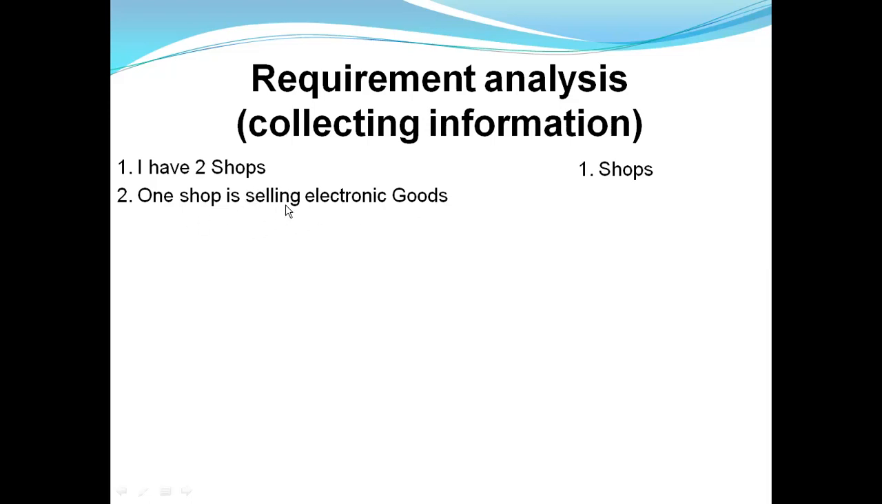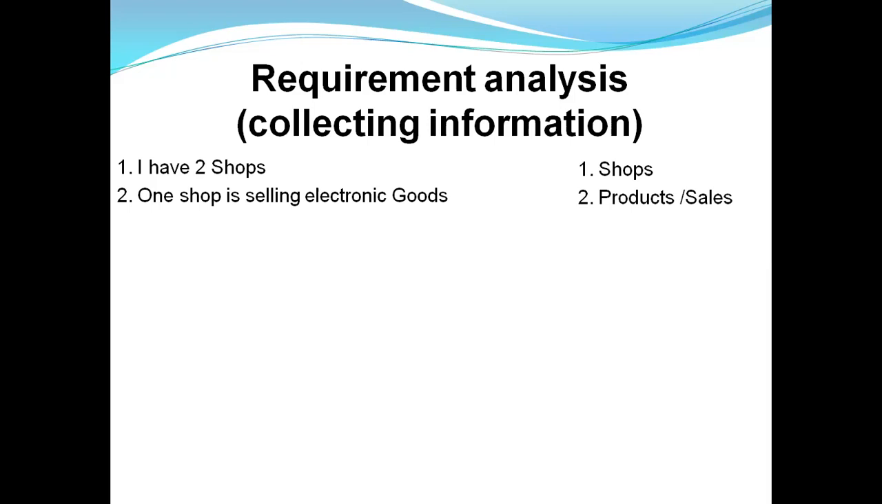Now selling, a sale. Can we say two sales can be distinguished from each other? Yes, we can say that. So sale will be one entity. Second is goods, not electronic goods. Goods. Electronic is a property of the goods, and property or characteristics is considered as attributes. Simple here. Now, so here we got two entities, product and sales.